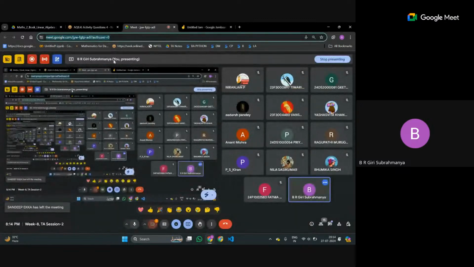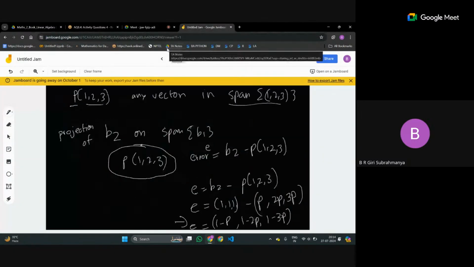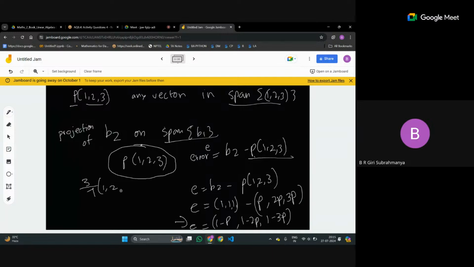So clear about P? You have understood how to find P, right? If this is P, then P times 1, 2, 3 is the projection of b onto the span of b1, correct? The point which is being projected is 3 by 7 times 1, 2, 3. So this is b1, this line, and this is your b2, and this point is 3 by 7 times 1, 2, 3, the projection.